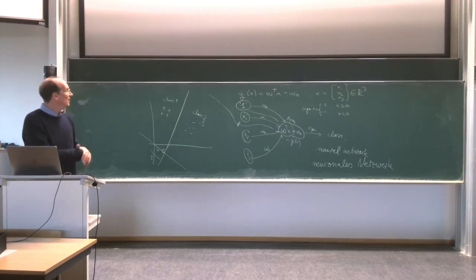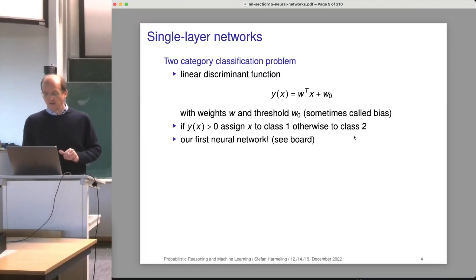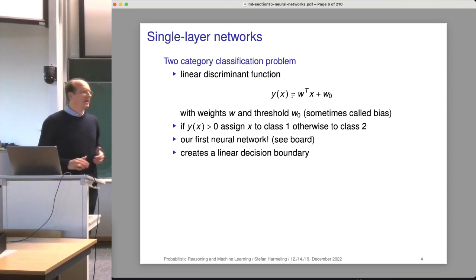Okay? So, great topic. Let's look at the basics. Let's look at how it works. And the basic is the linear discriminant function. So this is basically the simplest version of this. As I said or showed on the board, this will create a linear decision boundary, just a straight line. Basically the same classifier as a support vector machine without caring about the margin. So in a way, a little bit more primitive, right?